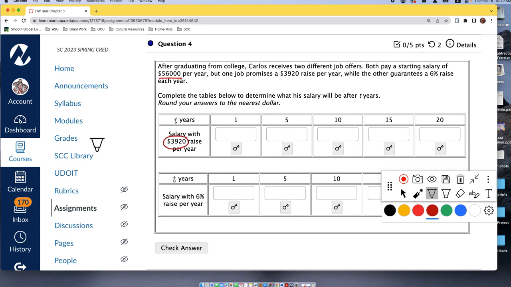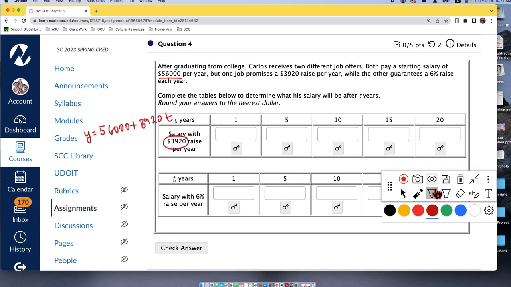So for this one, we're going to think of it as a linear equation. We start with $56,000. Each year, we're going to add 3,920, and we'll multiply it times t. So then we take 5 times that, add it on, so we can fill all of these in, right?